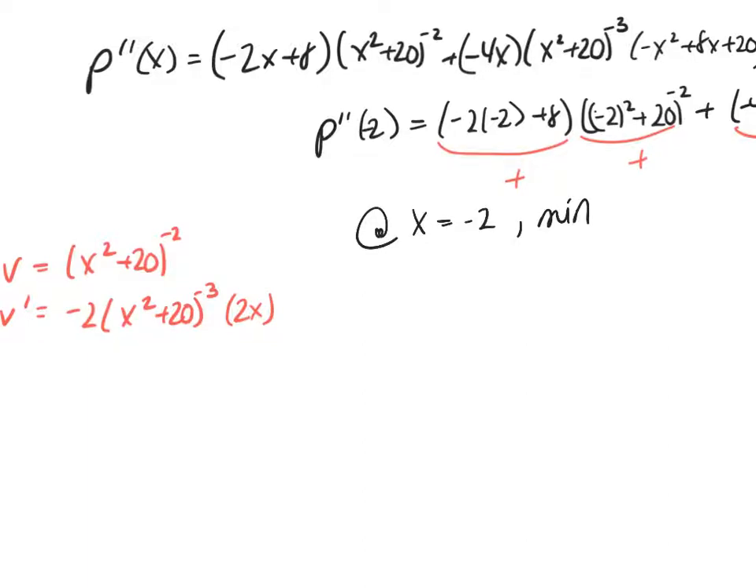To find whatever that minimum is, I do need to put that back into my original function to find out what the minimum value is. Now I do the same thing with the double prime of 10. So P double prime of 10.